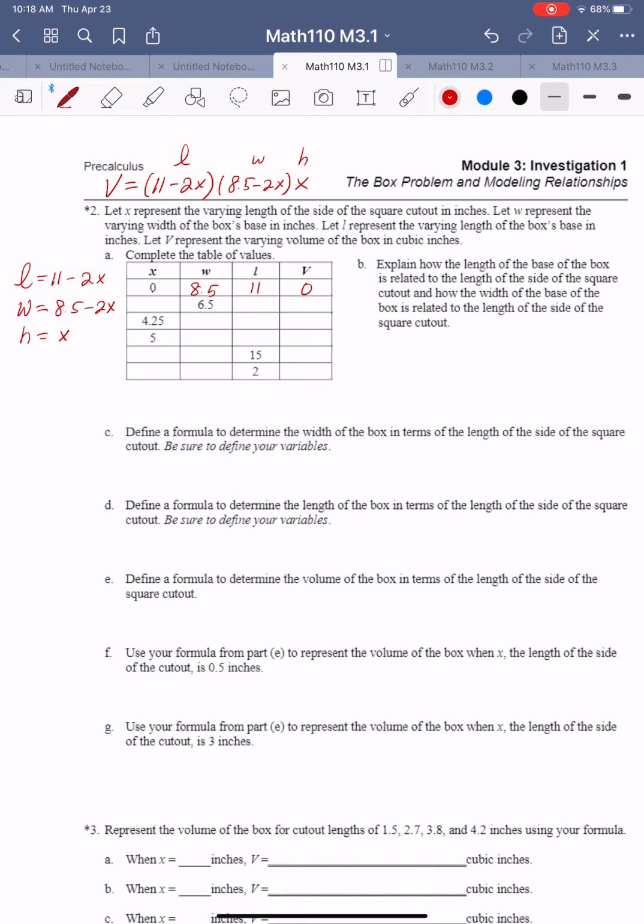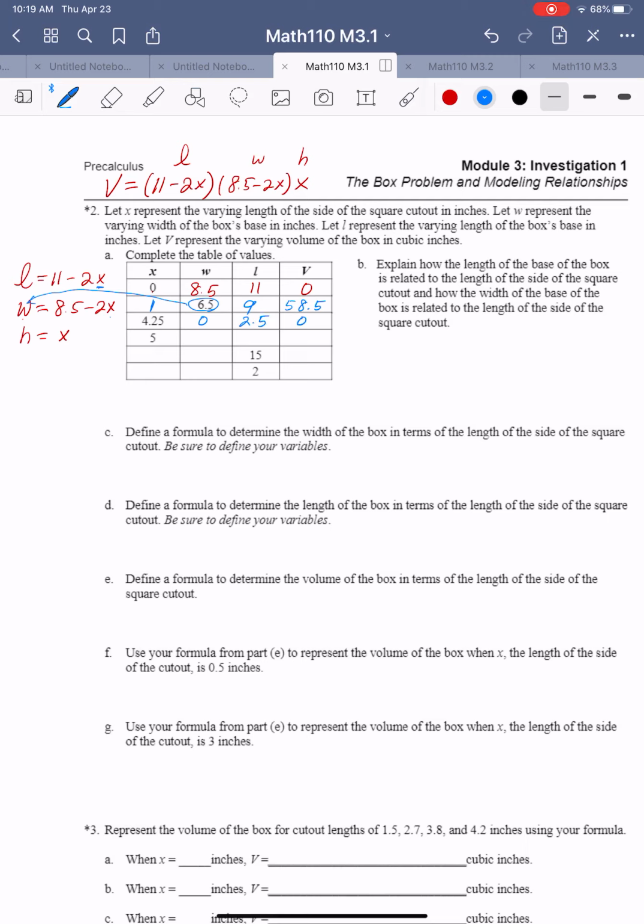Then for the second row, the width is given. So to solve that, you plug 6.5 into W, and then you solve for x. In that case, you get 1 for x. Once you find x, you can plug it in here to find the length, which is going to be 9. And then the volume you're going to get is 58.5. The third one, x is given, so just plug it into the length and width. The 4.25 gives us 0 width, but you still have 2.5 as length, but the volume is still going to be 0.